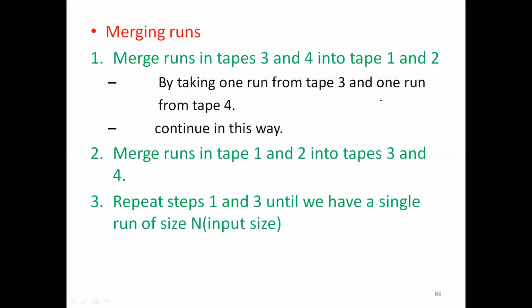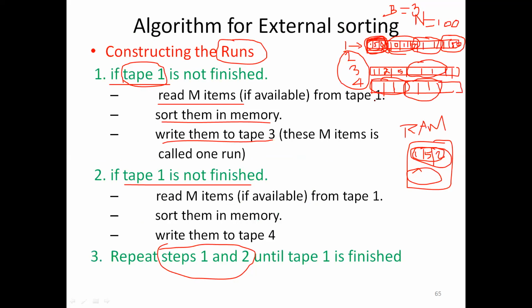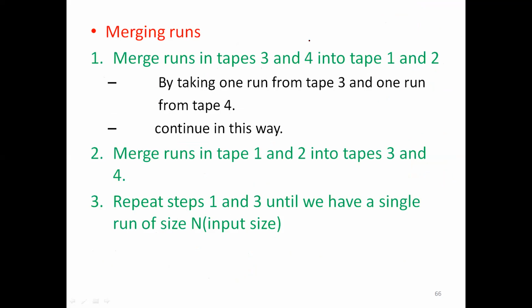Next, merging phase. What I have to do next? Perform merging. What you have done in the merge sort, the same thing we are going to do. Then you have to merge runs in tape 3 and 4 into tape 1. Once I merge, I will place it again in the tape 1 and 2. Okay, that I will show diagrammatically, with an example.